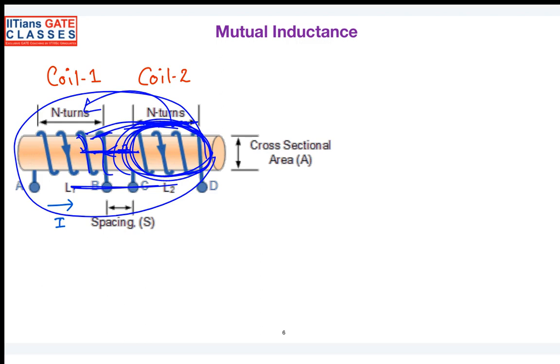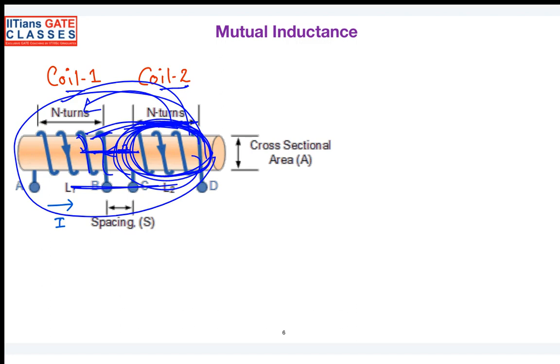If both coil 1 and coil 2 are very adjacent, what will happen? You can expect 100% coupling from one coil to the other. But ideally it will not happen, even if it is very nearby. Only 70 to 80% coupling will be there from one coil to the other. Okay, you got my point? In that case, what will happen?